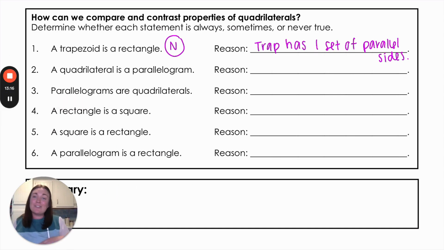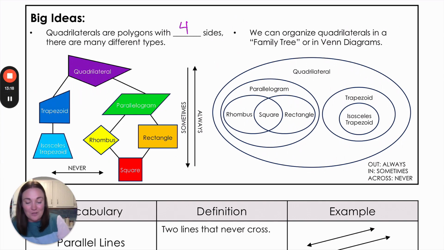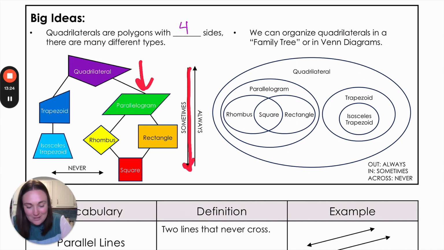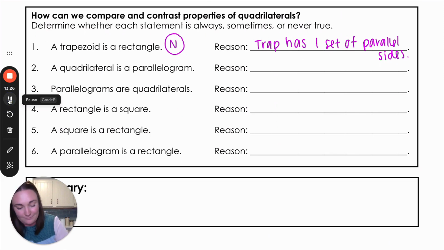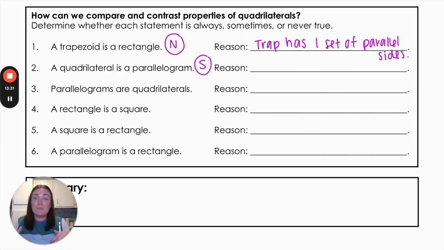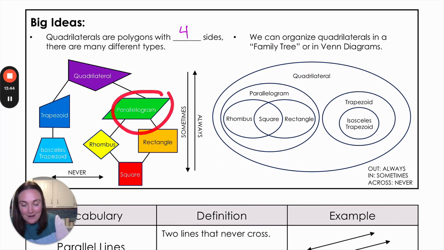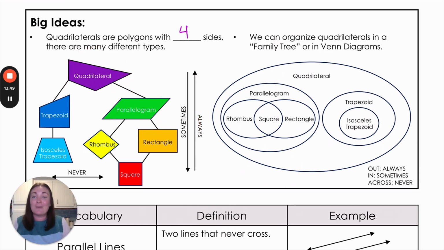Next up, a quadrilateral is a parallelogram. So looking at that family tree, we've got quadrilateral and parallelogram. So we are going down, which means that this is sometimes true. This is sometimes true because some quadrilaterals are parallelograms, but some are not. We can have trapezoids, we can have regular old quadrilaterals, so some are, but not all of them. Next up, we have parallelograms are quadrilaterals. Okay, so we're going parallelograms are quadrilaterals. This time we are going up. So this is always true. A parallelogram is always a quadrilateral because it always has 4 sides.